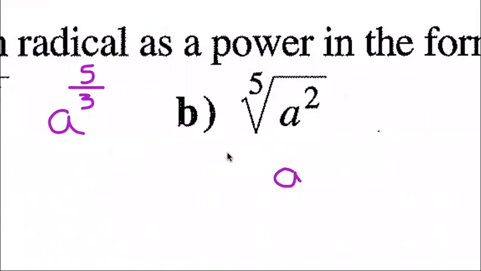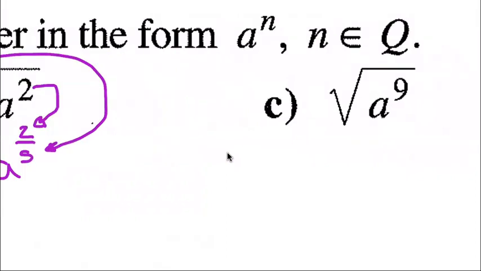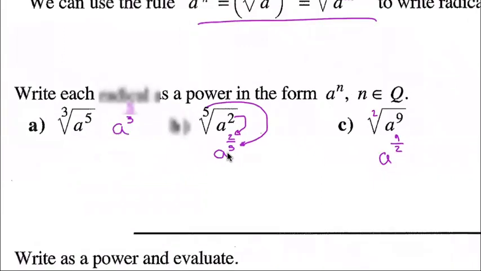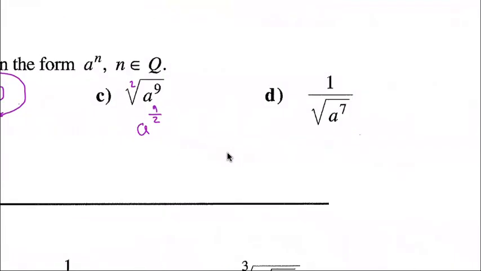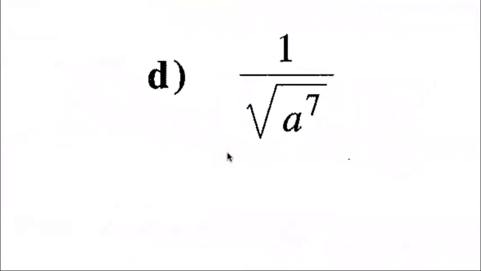B, this would be a to the power of 2 over 5. Exponent, denominator. A to the power of 9 would be a to the power of 9 all over 2. So remember, there's a 2 there. We never write it. So only C, or is there a D? There's a D. A to the power of 1 over the square root of a to the power of 7, which is going to be 1 over a to the power of 7 all over 2. There's a 2 there, right?